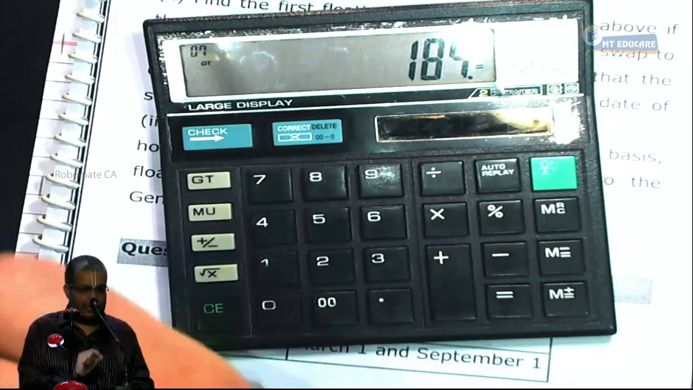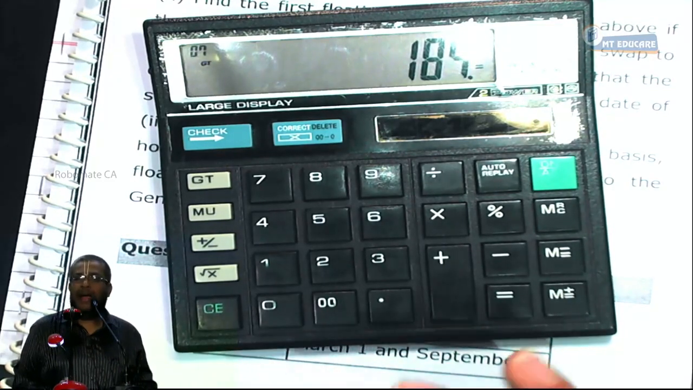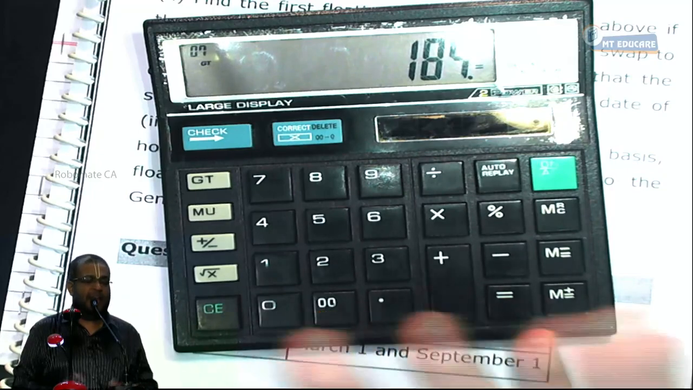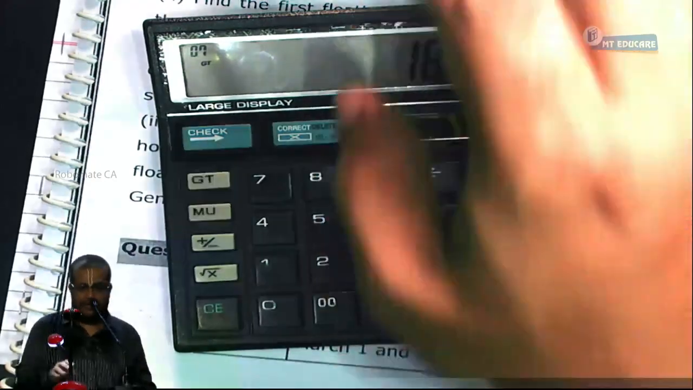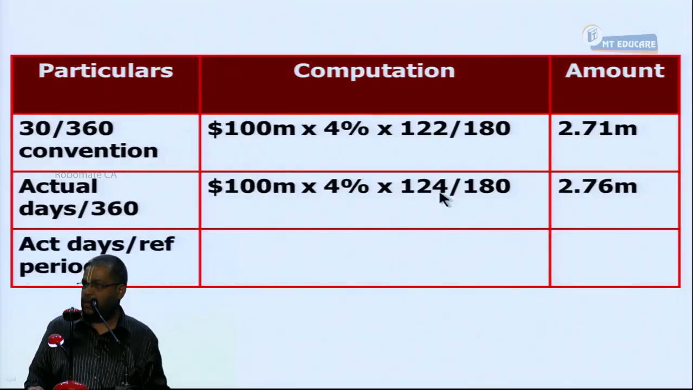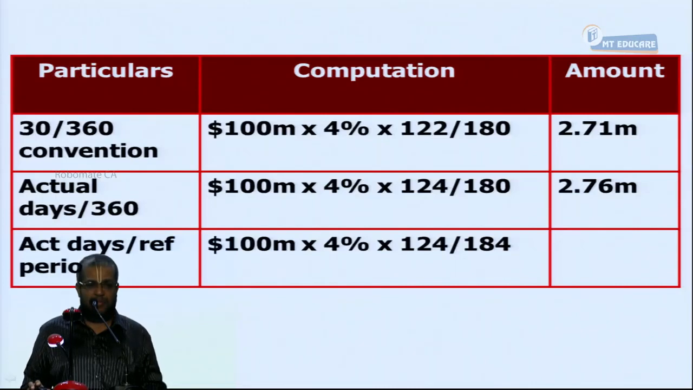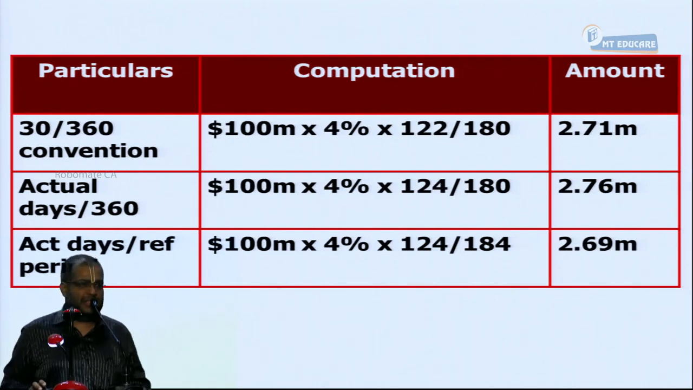So the denominator also I take as the actual reference period. I don't say the interest is for 180 days and the year is 180 days. Two different reference periods have different dates. Okay, now in this case it is very simple. It is the second case, 124 in the numerator. The denominator will be 184. In that case, $100 million into 4% into 124 divided by 184. That gives you 2.69 million.